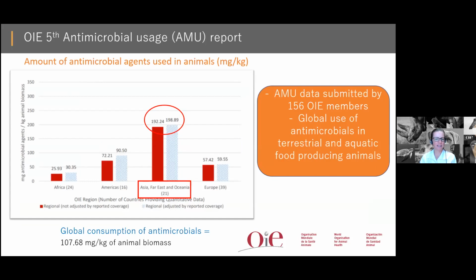I showed this graph earlier as well, really just to remind you that unfortunately in this region we have a really high amount of antimicrobial use. The y-axis just shows the milligrams of antimicrobial agent per kilogram of animal biomass. And on the x-axis, you've got the regions, and you can see that in this region, we are almost double the global consumption, which is around 107 milligrams per kilogram of animal biomass.